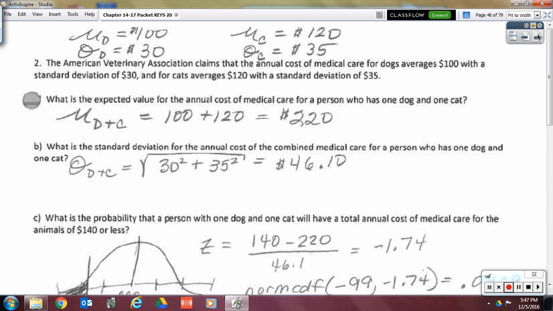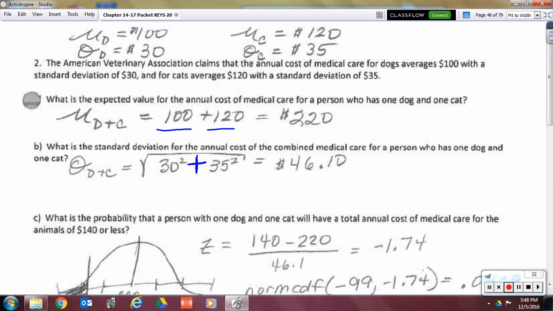All right, the next page, we have got number 2. So this is the dog and the cat. So the average for the dog and the cat. See, we have 2 variables that we are adding together. 2 separate variables. The mean and standard deviation for dog and the mean and standard deviation for cat. So the means add together like normal. So on average, you expect to spend $220. And the standard deviation has to go through the Pythagorean theorem of statistics with the addition. And so therefore, that is $46.10.